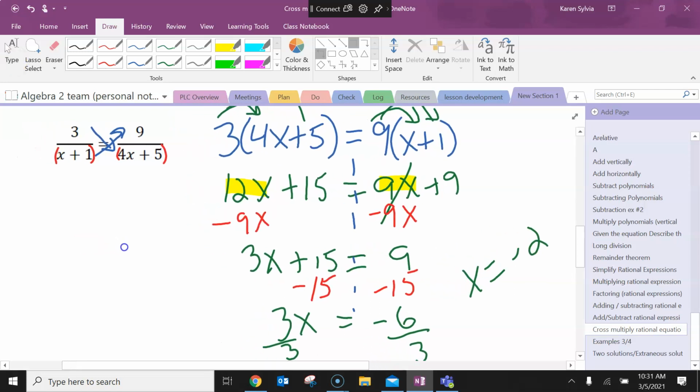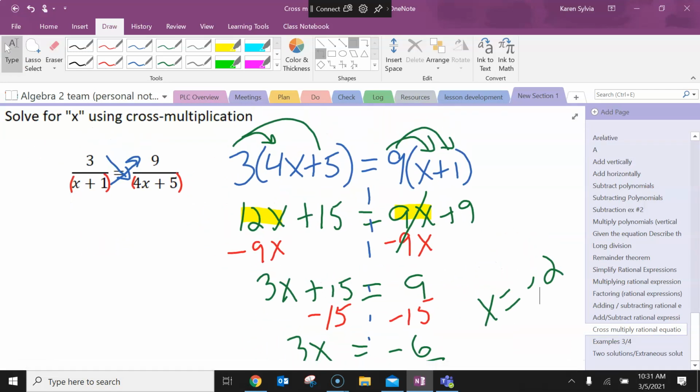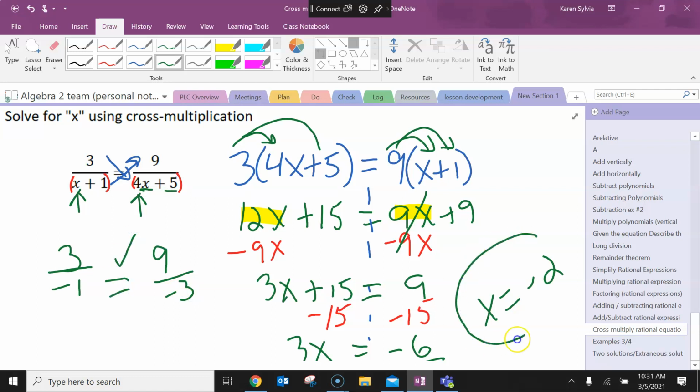I do need to go back and check. If I were to plug in negative 2 in both of the occurrences of x, I would have 3 over negative 1 on the left, and I would have 9 over, this would be negative 8 plus 5, so that would be negative 3. These are equivalent ratios, so my answer is x equals negative 2.